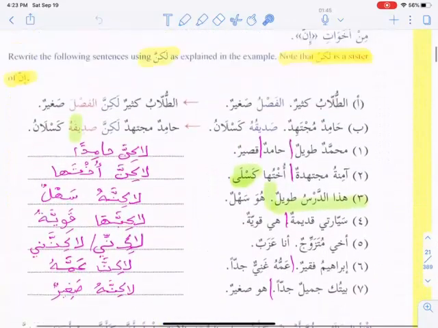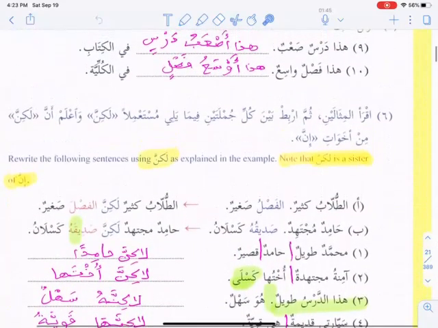See, lakinna ka'anna. So here, when lakinna comes, the noun becomes mansub. What if there is a pronoun? A pronoun cannot change. But after lakinna, we will call it mansub. How will you say that?